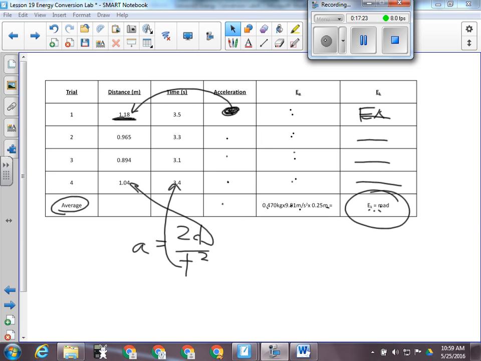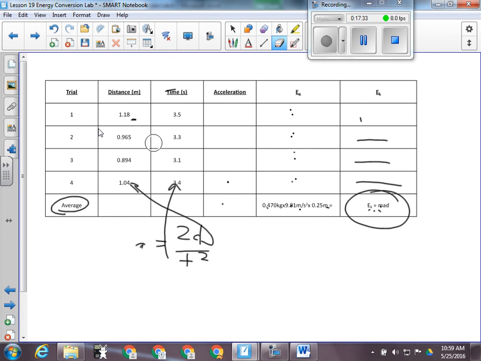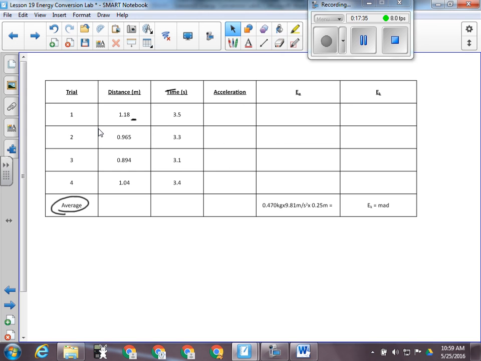I want to do a quick clarification here of the calculations that you need to do to fill this chart in. We're going to simplify here a little bit, just so that we don't have quite so much stuff to do. What I want you to do is average your distances: take them, add them together, divide by 4. Average your times: take them, add them together, divide by 4. Calculate the acceleration once. That'll be the average acceleration over the whole lab. That saves us doing 4 acceleration calculations. We'll just do 1 with the average distance and average time.